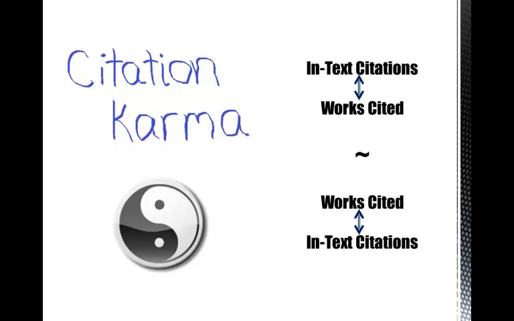To cite sources properly, students must create a relationship between what is being cited in the text of the papers with what is listed in the bibliography. In other words, when you acknowledge a work in your text with a citation, there must be an entry in the works cited list. Think of it as a symbiotic or mutual relationship, such as yin-yang.